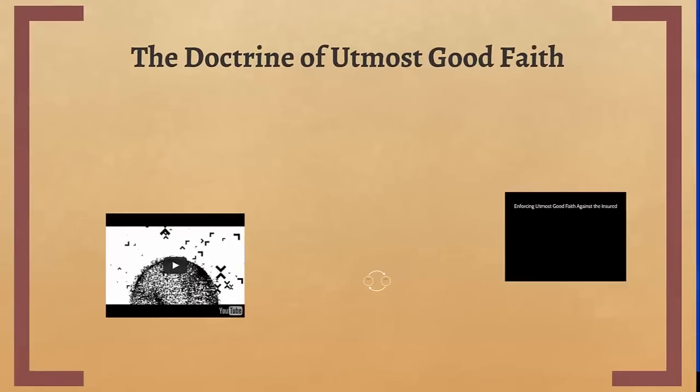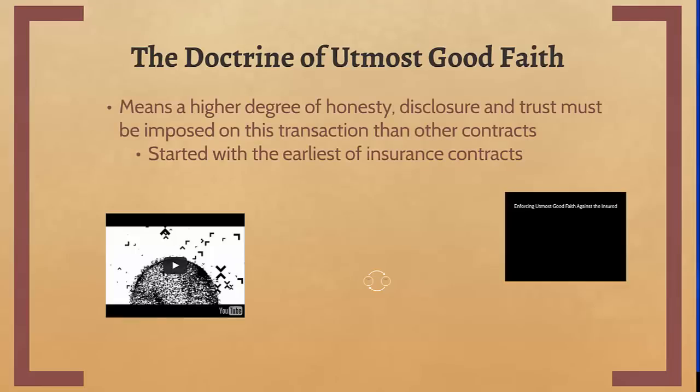Now let's look at the doctrine of utmost good faith. Utmost good faith means that a higher degree of honesty, disclosure, and trust must be imposed on this transaction than other contracts. This started with the earliest of insurance contracts. I'd like you to watch the video below by going into the Prezi and opening it up in YouTube. It's a great depiction of how important it is that there's trust between the insured and the insurer.